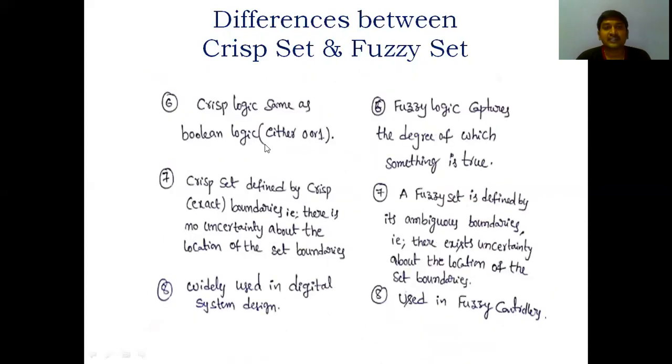Crisp logic is the same as Boolean logic, either 0 or 1. Fuzzy logic captures the degree to which something is true. A crisp set is defined by crisp boundaries, that is, there is no uncertainty about the location of the set boundaries. A fuzzy set is defined by ambiguous boundaries, that is, there exists uncertainty about the location of the boundaries. Crisp sets are widely used in digital system design, and fuzzy sets are used in fuzzy controllers.